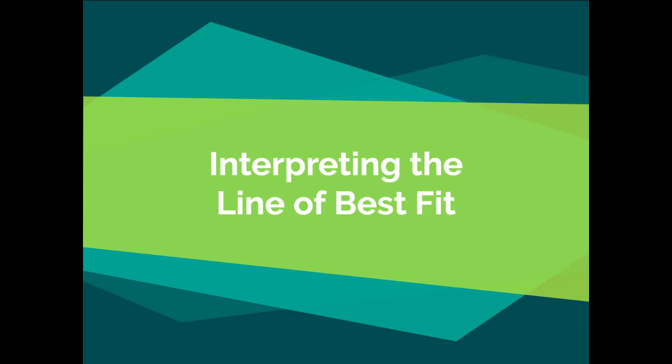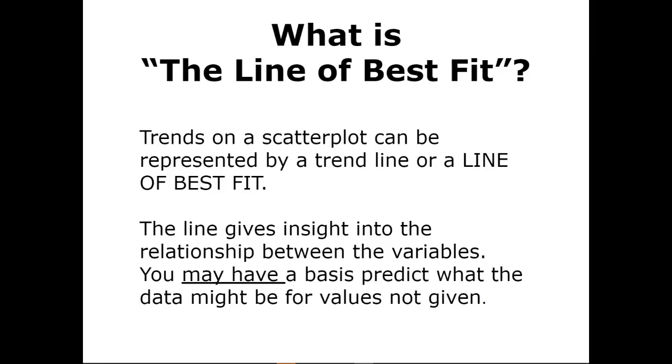But the best part is we will be interpreting the line of best fit. Yay! So what is the line of best fit? Well, trends on a scatter plot can be represented by a trend line. Another way to say trend line is the line of best fit. The line gives insight into the relationship between the independent and dependent variables. This may give you a basis to predict what data might be for values that weren't in your data set.